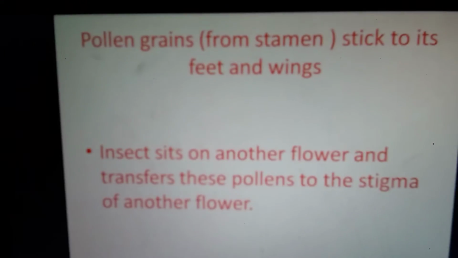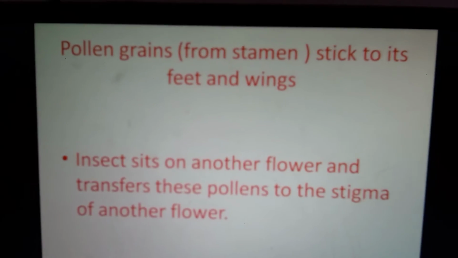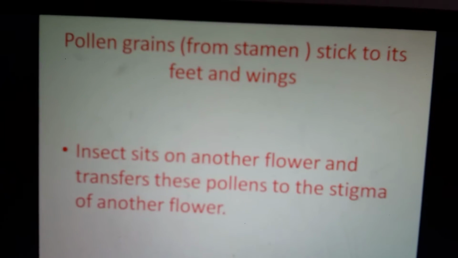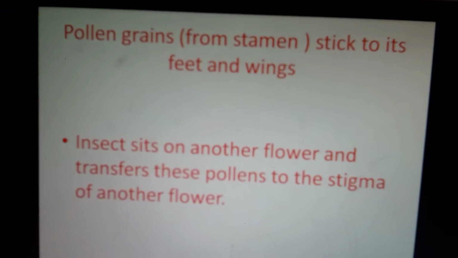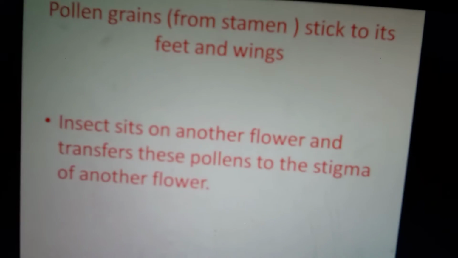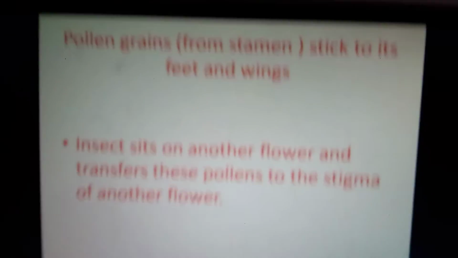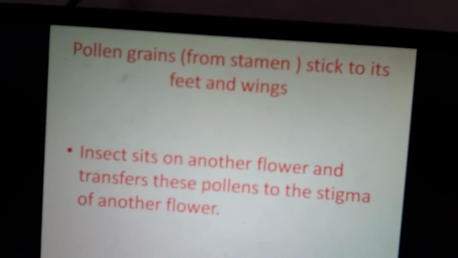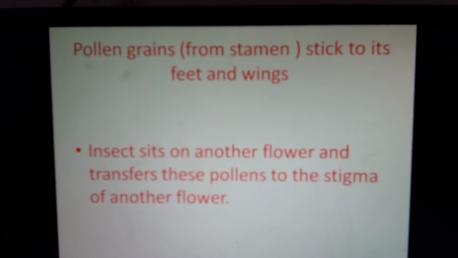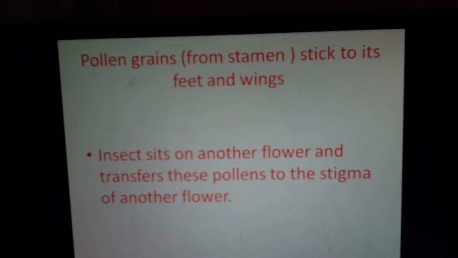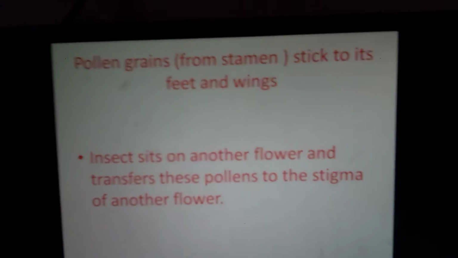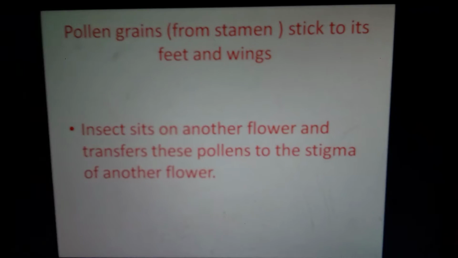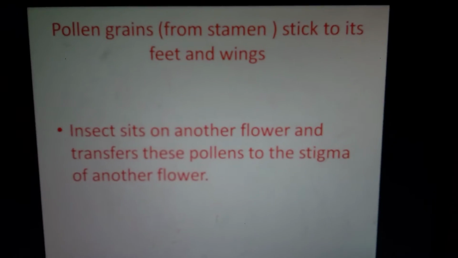I repeat, pollen grains from the stamen stick to its feet and wings. The insect sits on another flower and transfers these pollen grains to the stigma of another flower. So by this cycle they help in pollination. In other words, we can also say that the insect indirectly takes pollen from a plant and goes to the next plant and helps in pollination.